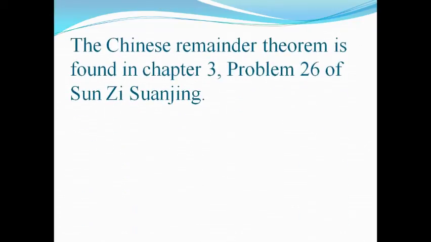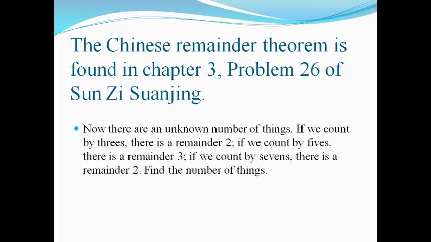We have found this problem in the Sanjing Zhaojing in chapter 3, problem number 26, which states that there is an unknown number of things. If we count by 3, there is a remainder 2. If we count by 5, there is a remainder 3. If we count by 7, there is a remainder 2. Then find the number of things.